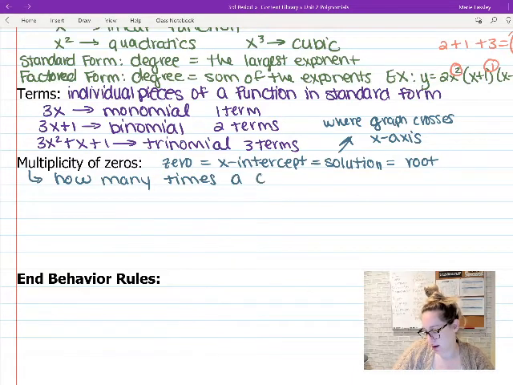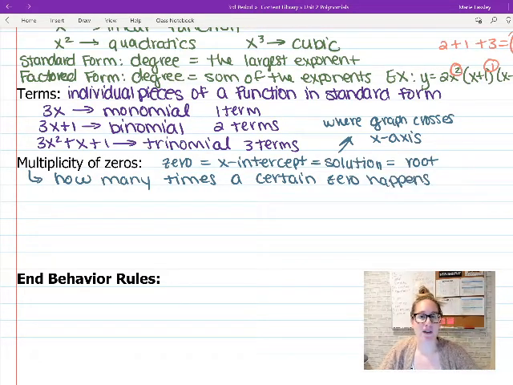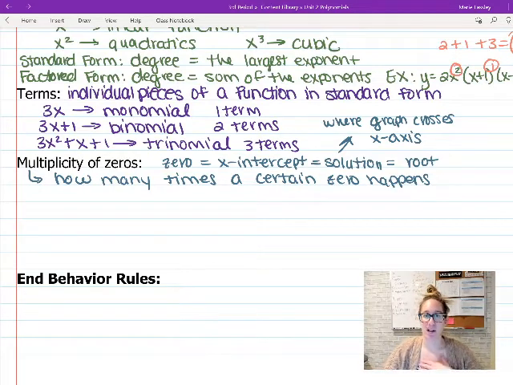So multiplicity, this is how many times a certain zero happens. And again, this is something that you guys learned in Algebra 2. Even when I taught Algebra 2, I had a lot of students who either forgot this piece or maybe we didn't go over it well enough. So you have seen this before, but you might not remember it, and that's okay, that's why we're going over it again. Multiplicity just means how many times a certain zero happens. And this comes from the exponent.